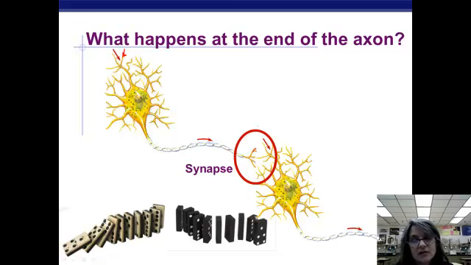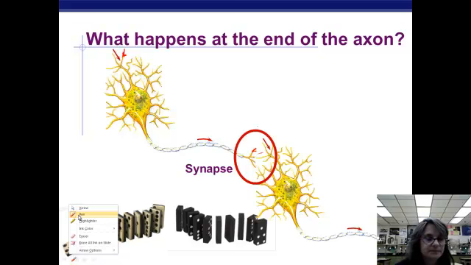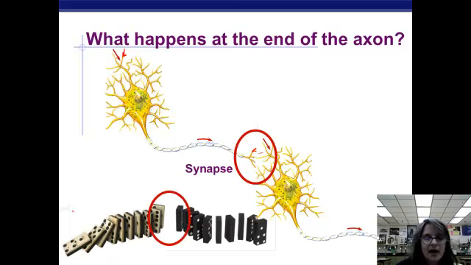So we have to deal now with what happens when we reach the end of a neuron, and now we've hit this space, this synapse. How are we going to get the message across the synapse to a cell where maybe that message can do us some good? Okay?